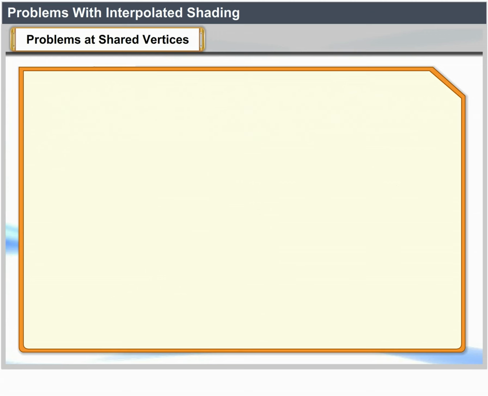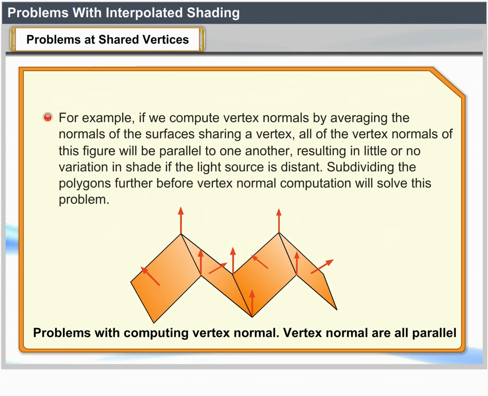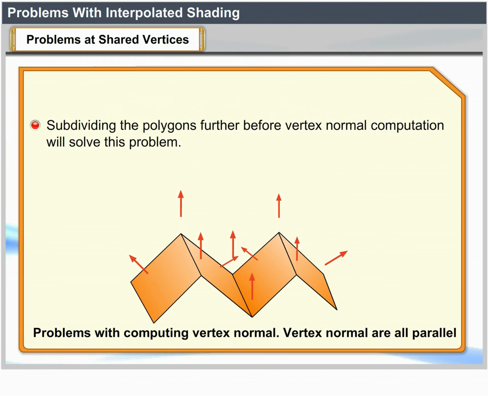Unrepresentative vertex normals. Computed vertex normals may not adequately represent the surface's geometry. For example, if we compute the vertex normals by averaging the normals of the surfaces sharing a vertex, all of the vertex normals of this figure will be parallel to one another, resulting in little or no variation in shade if the light source is distant. Subdividing the polygons further before the vertex normal computation will solve this problem.